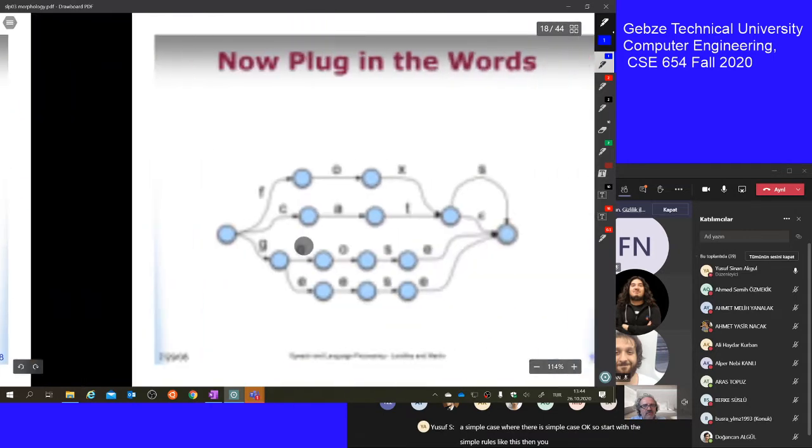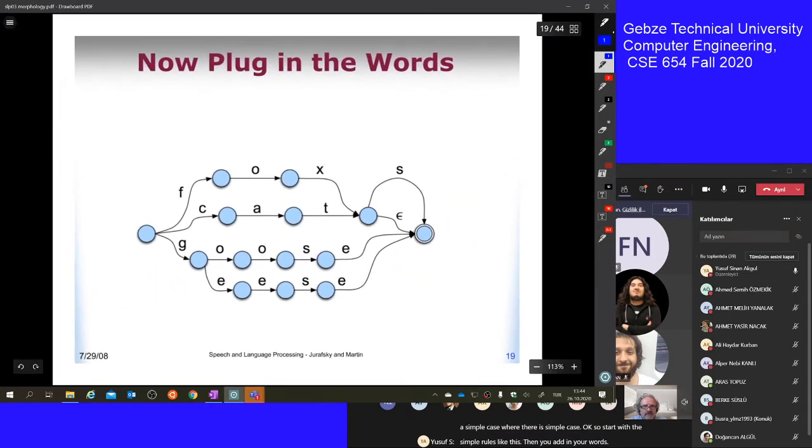Then you add in your words like this. Cat, cats, goose and geese, these are all irregulars. Actually, there is something wrong with this picture. Can anybody tell me what is wrong with this picture? Foxes. Yeah, we don't write foxes like that. We write foxes like this. So this doesn't handle everything, so we need to do something.